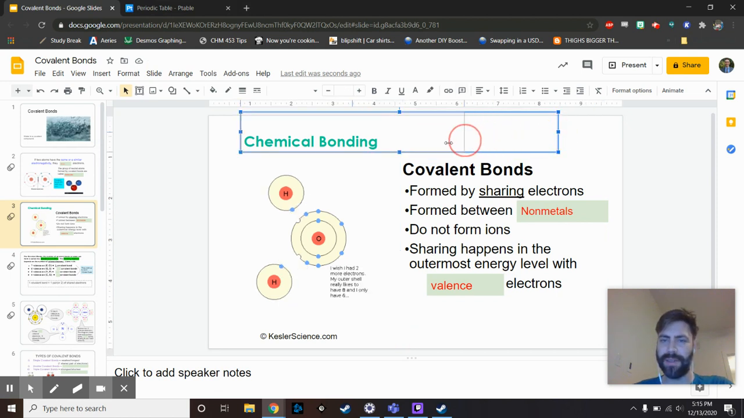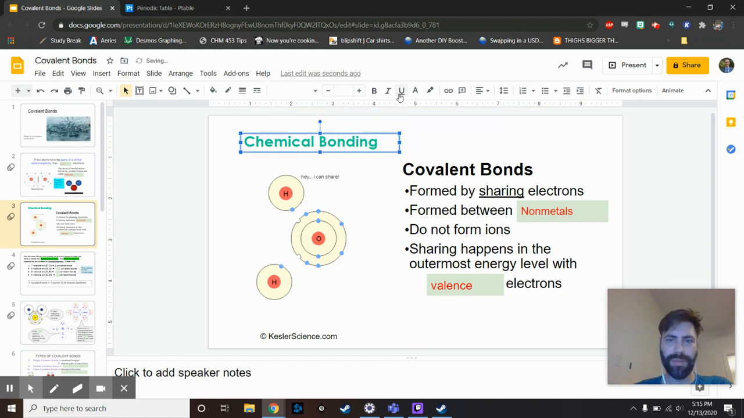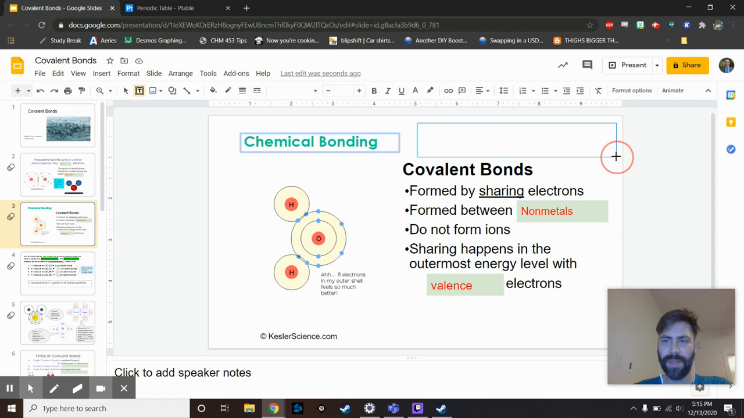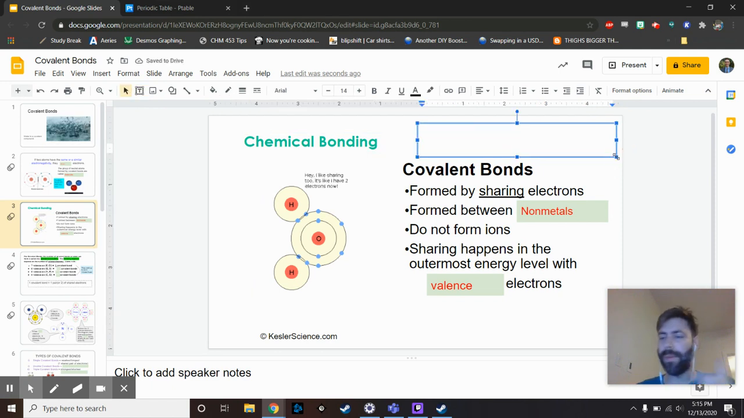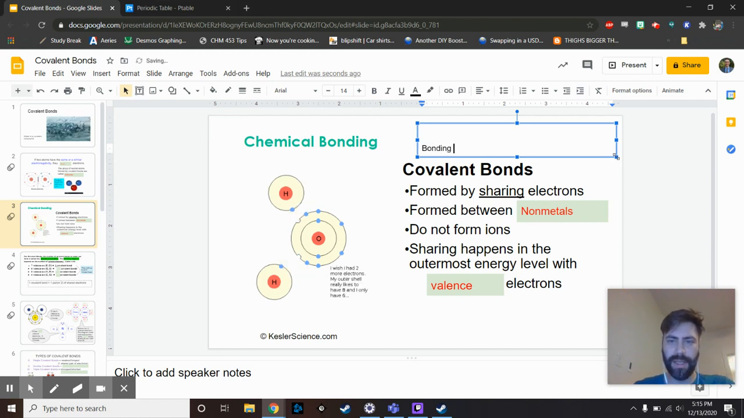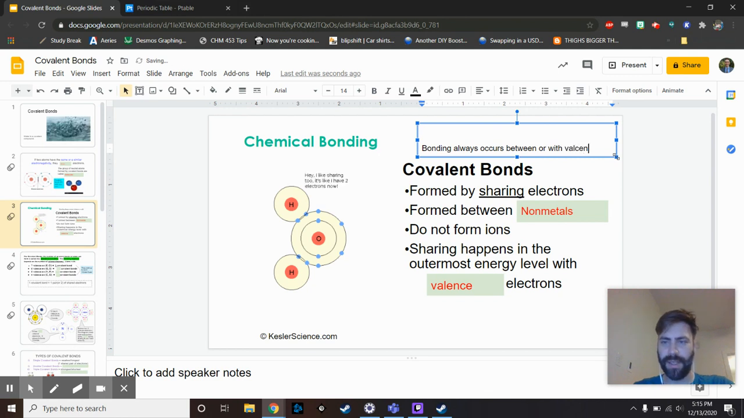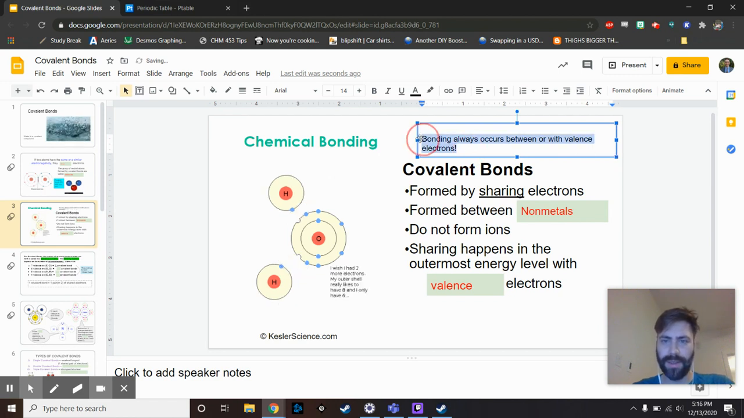Let me make another little text box up here for you. I feel like that's another super important point that we should discuss. Bonding, no matter if it's ionic bonding, covalent bonding, or metallic bonding, always occurs between or with valence electrons. Always.